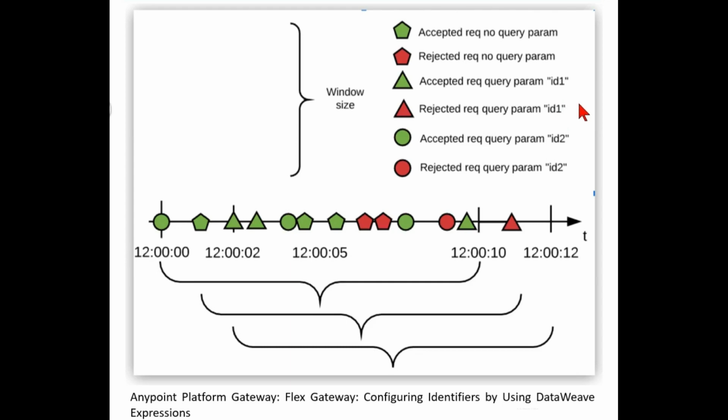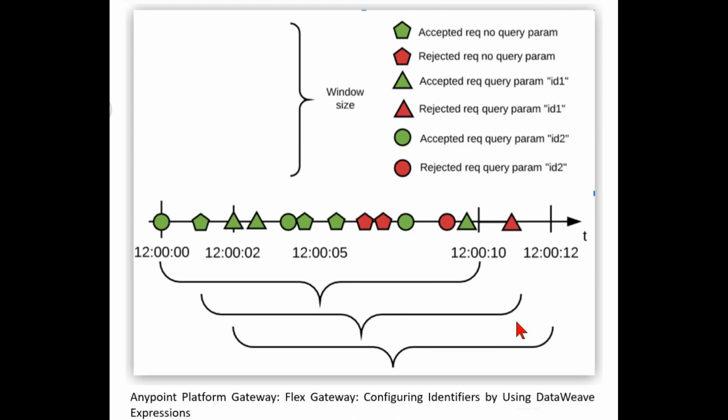The following image illustrates this second bucket from the previous sentence, which corresponds to the 3 requests per 10 seconds quota, with the DataWeave expression hash attributes.queryParam custom identifier as the policy identifier.